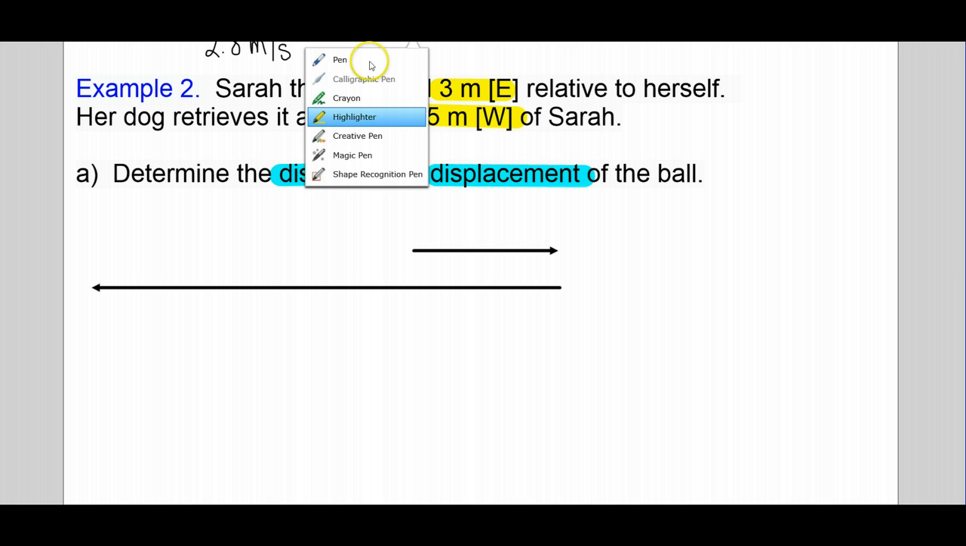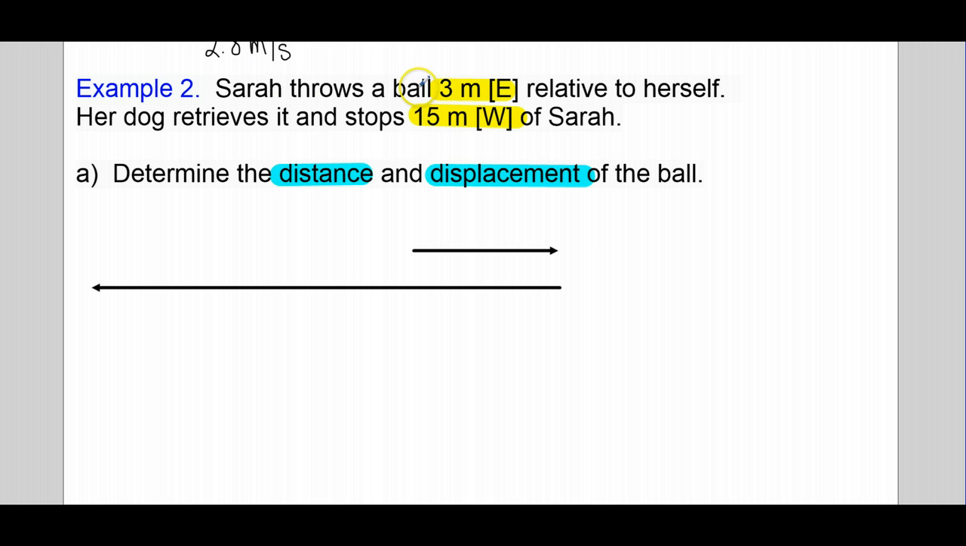So first thing you want to do, Sarah throws a ball 3 meters east relative to herself. So we need to kind of just pick a spot on our paper that's going to represent where Sarah is. So this is Sarah, and it also represents our start, and I'll just put that in a different color. So S for start. Our ball goes 3 meters in this direction, which is east.